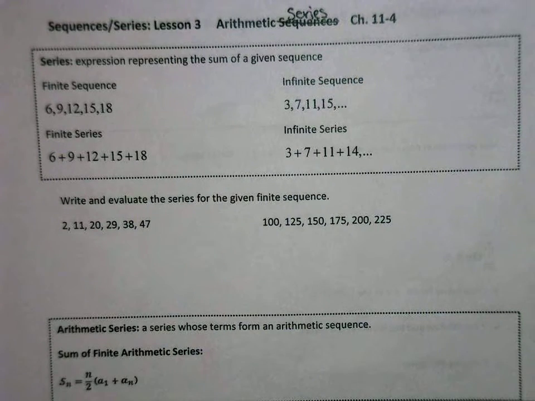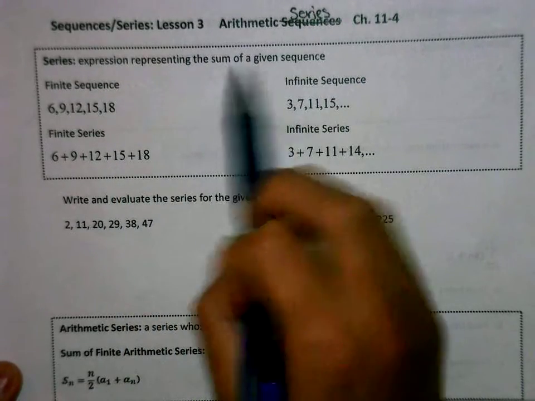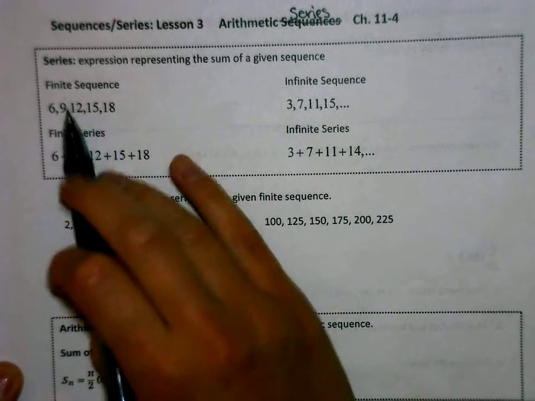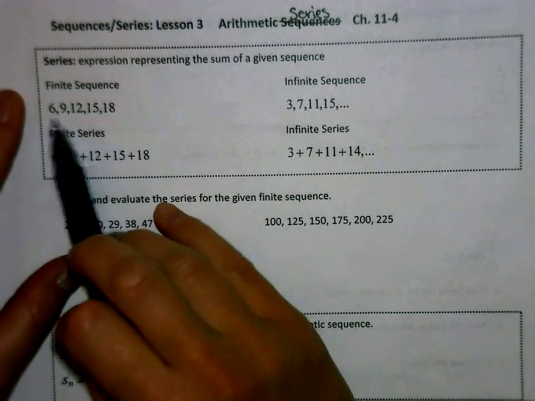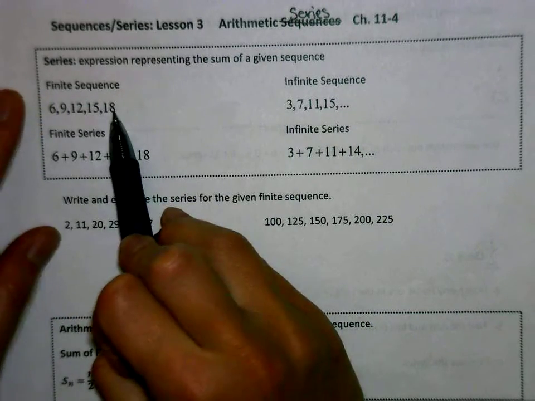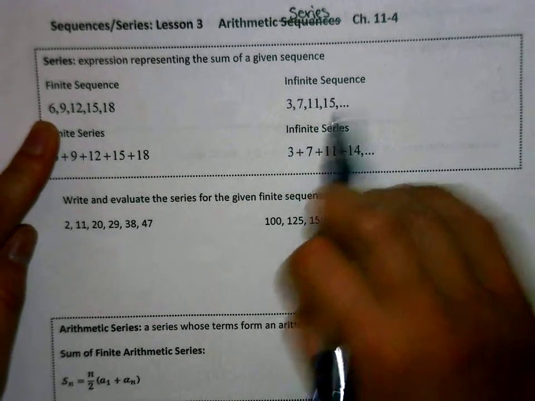Working with arithmetic series. A series is an expression representing the sum of a given sequence. We have two different types: finite and infinite. A finite sequence would be 6, 9, 12, 15, 18, whereas an infinite sequence would be 3, 7, 11, 15, and then it would keep going.